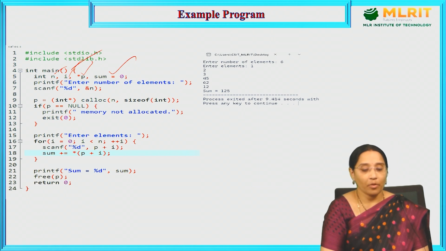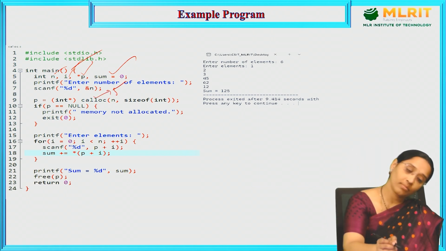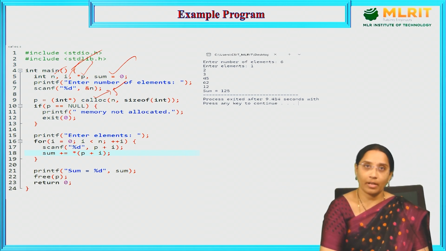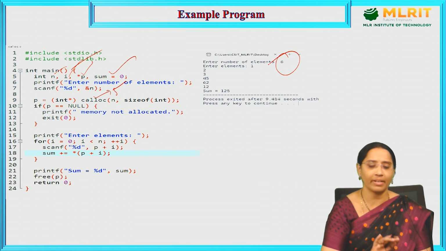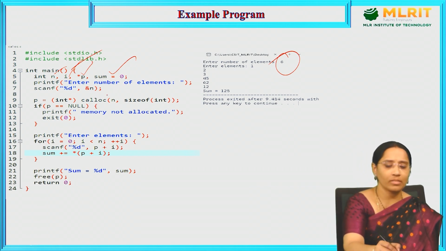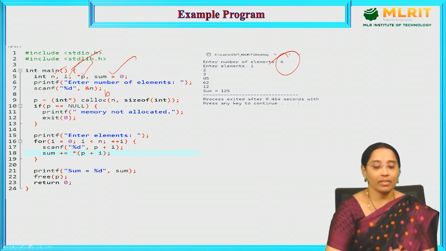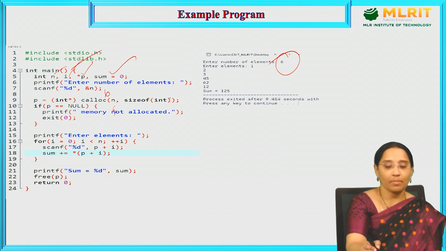Enter the number of elements: scanf %ld comma address of n. Suppose I want to calculate the sum of array elements for 5; here in this example in the screenshot I have taken 6. You can take 6, 7, anything. So let's take only 6. Int pointer, calloc of 6 comma size of int.